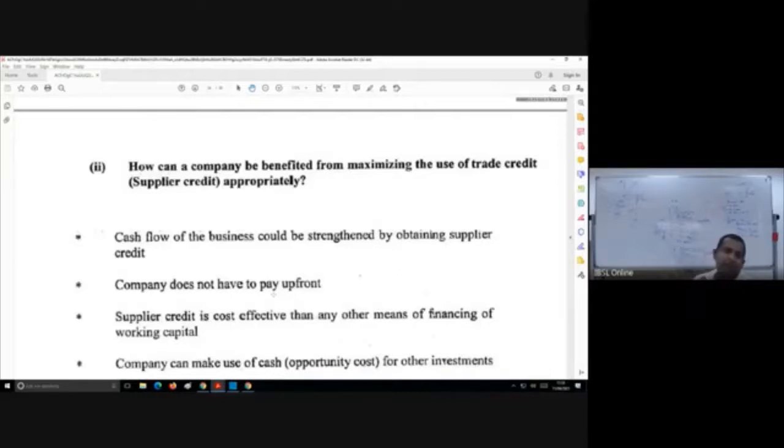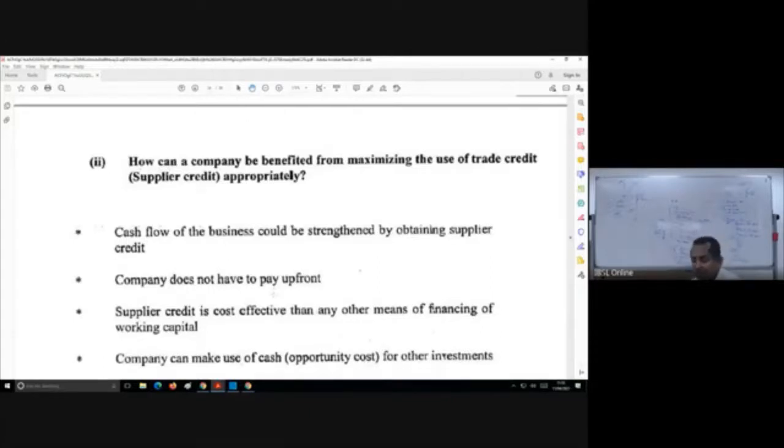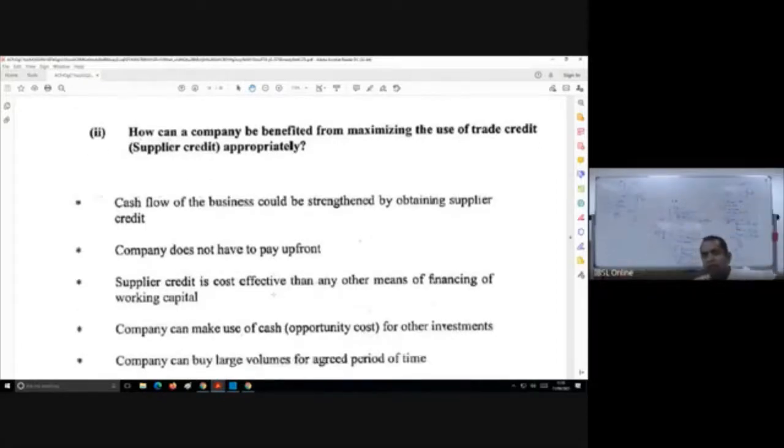Right? See the calculation. Cash flow of the business could be strengthened by obtaining supplier credit because you don't use your money. It is others' money you are using. Company does not have to pay upfront. You are not paying upfront. You are paying later. That's the difference between operating cycle and the cash cycle. That's the credit period. Supply credit is cost effective than any other means of financing of working capital. Company can make use of cash for other investment. When you are using supply credit, you can use the cash you generate from the business to buy a machine.